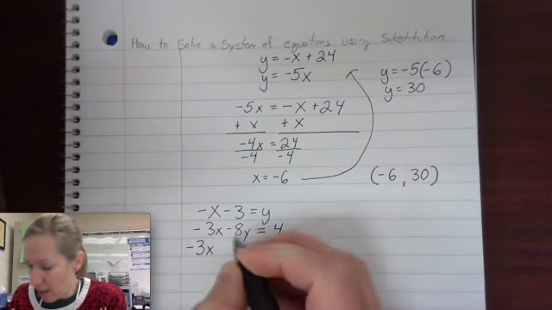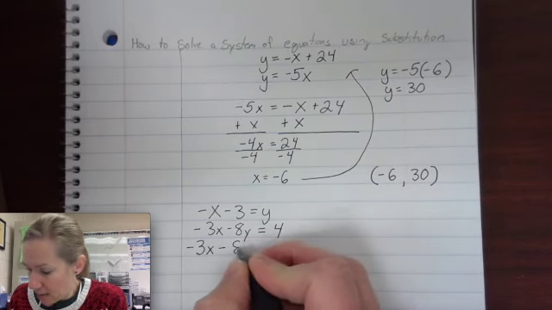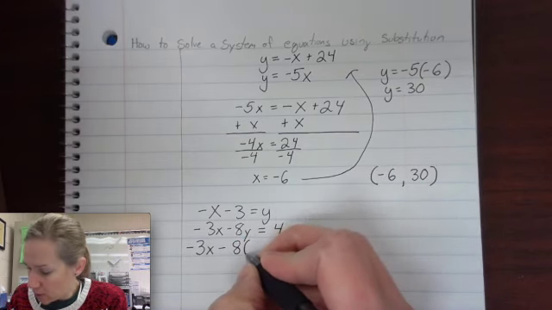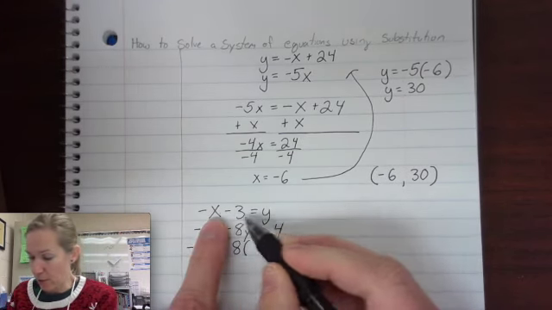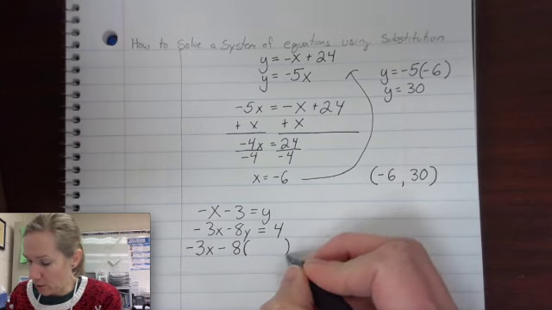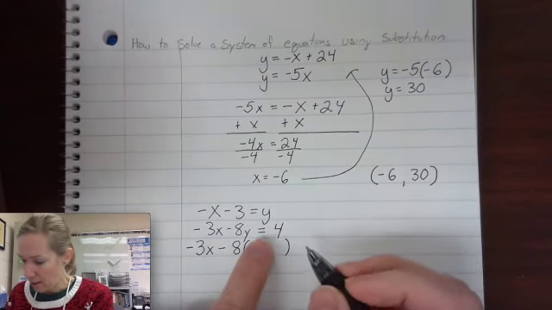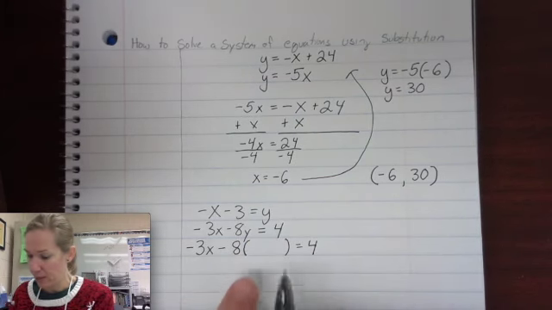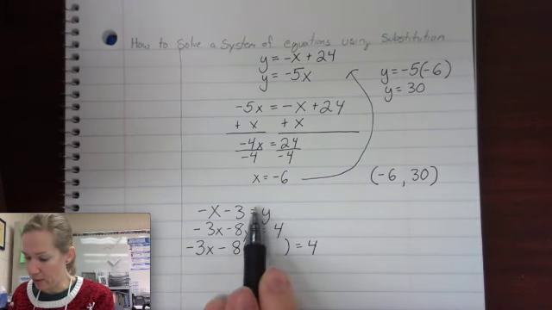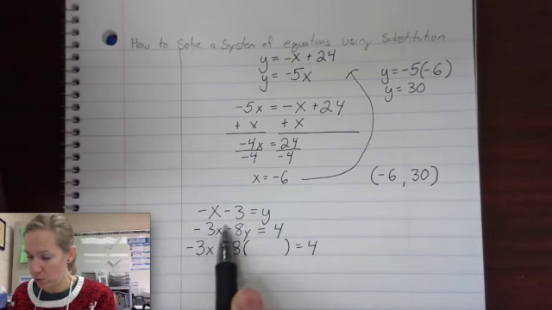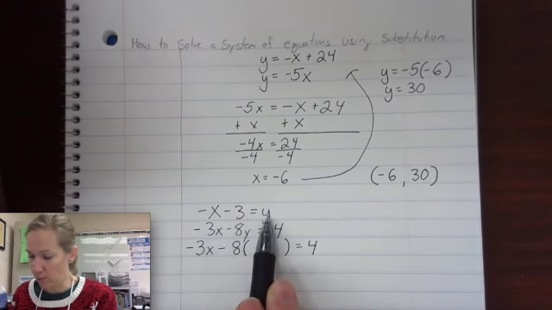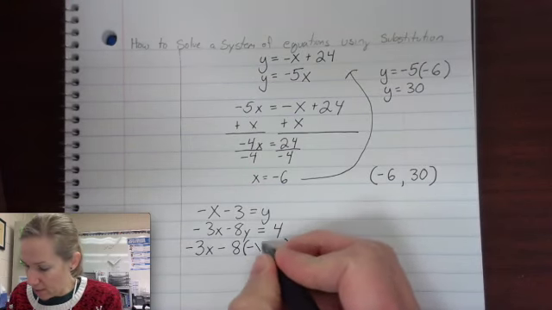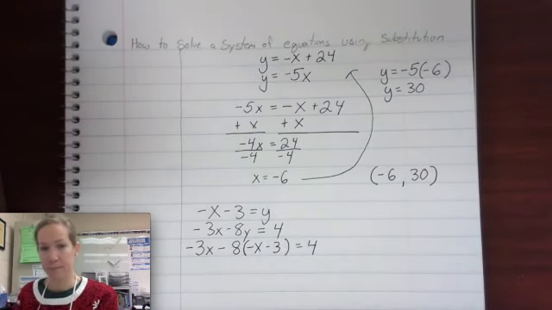It's negative 3x minus 8, now this is y. So as a reminder, I'm going to be substituting this in for y, so I'm going to put that in parentheses, and I'm going to finish off equals 4. Okay, so instead of putting y here, I'm actually going to substitute this value in for y, because I know what y equals. y equals negative x minus 3.